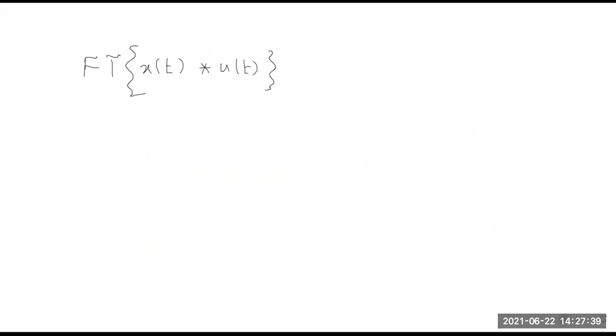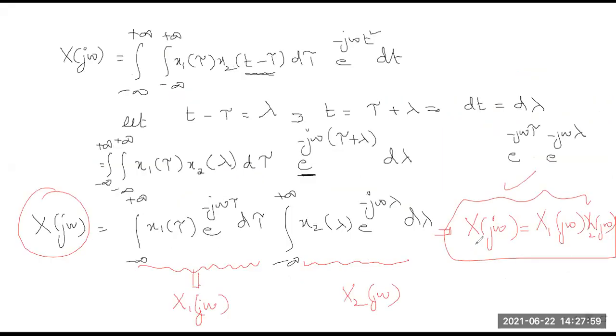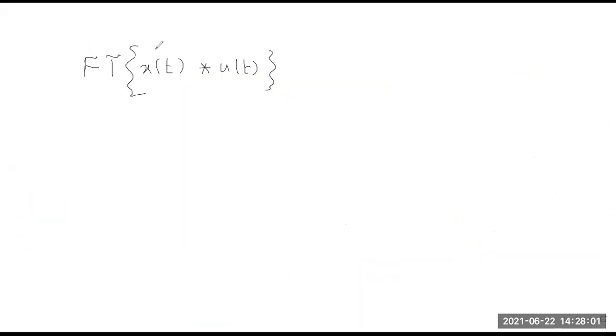Now, which property have we already studied? The convolution property. According to the convolution property, whenever you convolve two signals, the Fourier transform of this convolved signal will be simply the multiplication of the Fourier transforms of the two. So what will be the Fourier transform of this? It will be equal to the Fourier transform of small x, which is this thing, times the Fourier transform of this, which is, let's call it U of j omega.